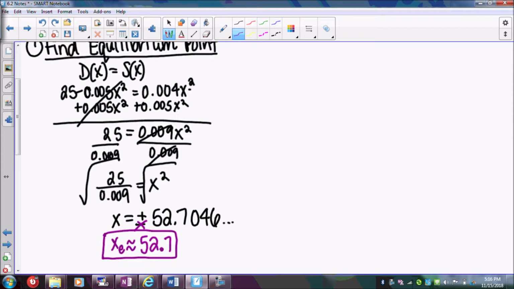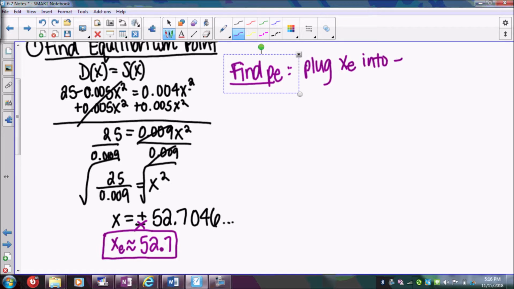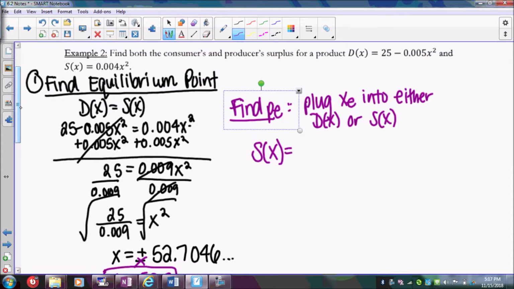So in order to find the p value, you're just going to plug x sub e into either d of x or s of x. It doesn't matter which one. So pick one that's easier. I'm going to pick the supply function. It looks a little bit easier. So if I plug into s of x, that was just this, the 0.004 x squared.